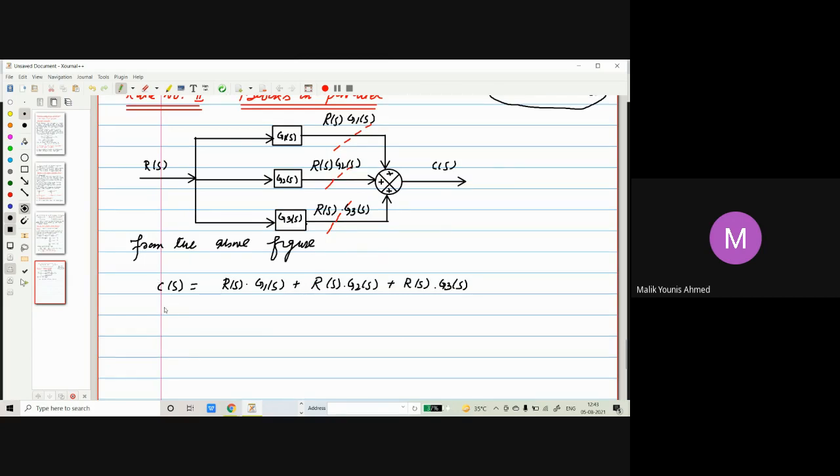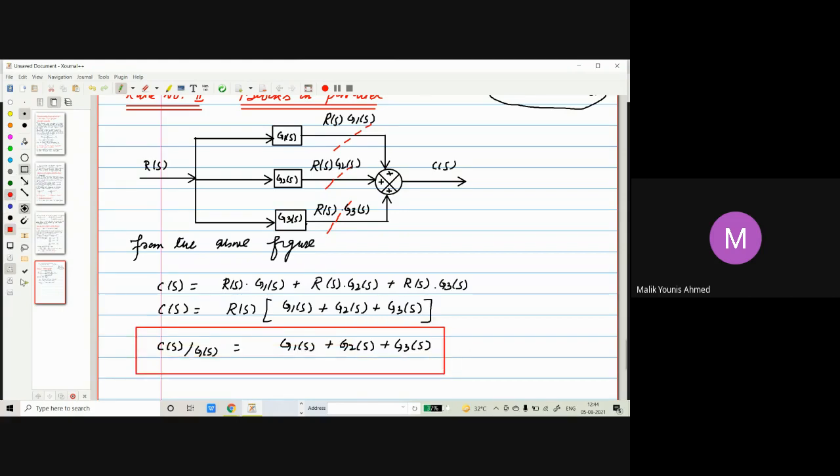So from here, I can take R of S common. R of S common will leave G1 of S plus G2 of S plus G3 of S. So if I want to obtain the overall transfer function C of S by R of S, that should be equal to the sum of the individual transfer functions when blocks are connected in parallel. That's what the rule says. So I'll box this rule also. I hope this is clear.